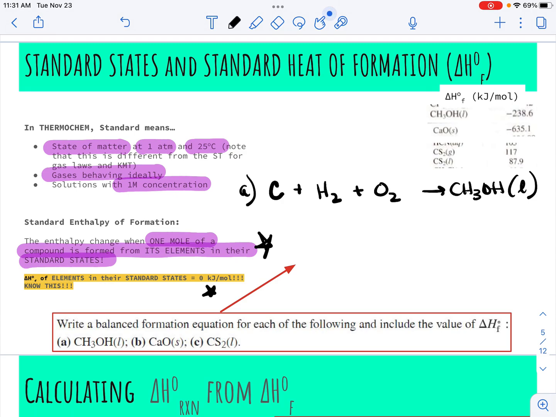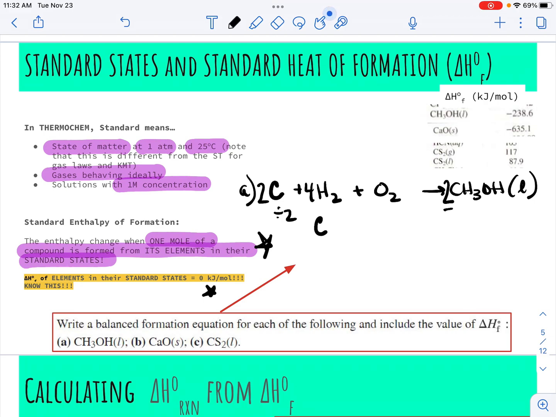So I see that I have 2 O's on the left and 1 on the right, which means I'm going to have to double my CH3OH. And that will take care of the O's, but now I have 2 carbon. And then I have 8 hydrogen, so I need to put a 4 in front of the hydrogen. This is a formation equation, but it is not a standard formation equation because we're not forming 1 mole. So to form 1 mole, we're going to have to divide it all by 2.